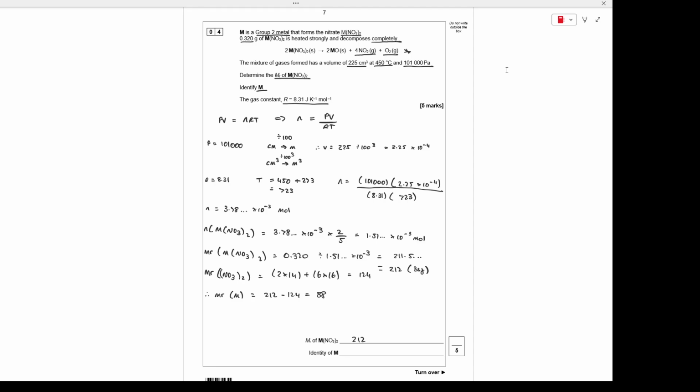Now we just need to look down our periodic table, look down group 2, and look for a metal that's quite close to 88. And in this case, strontium has got an atomic mass of 87.6, I think it is. Or it might be 87.8. Not too sure. But which is approximately equal to 88. So therefore, our metal is going to be strontium, right? So yeah, that's our answer.